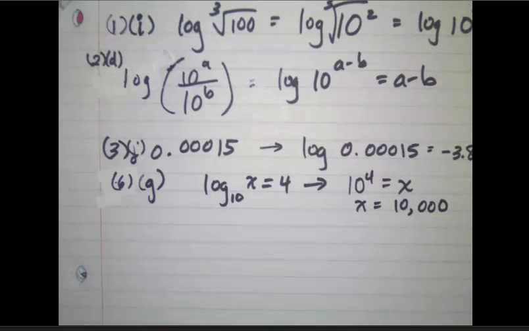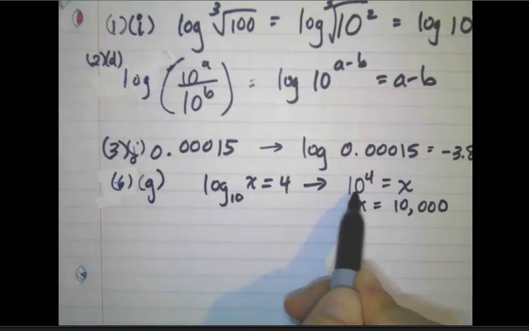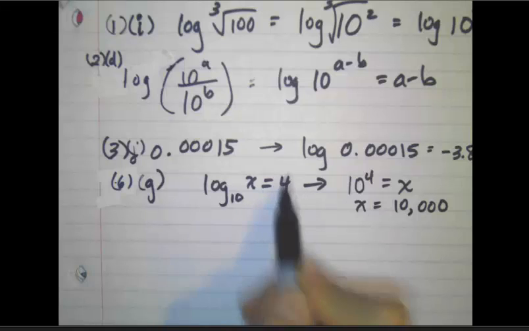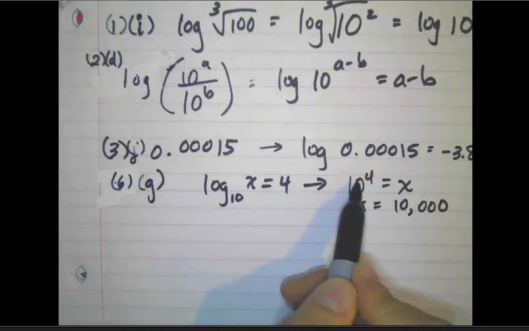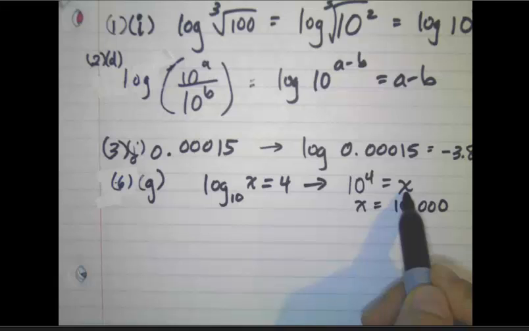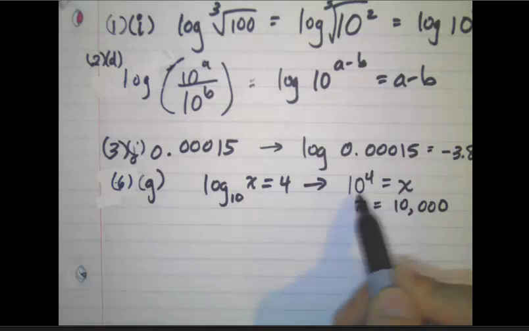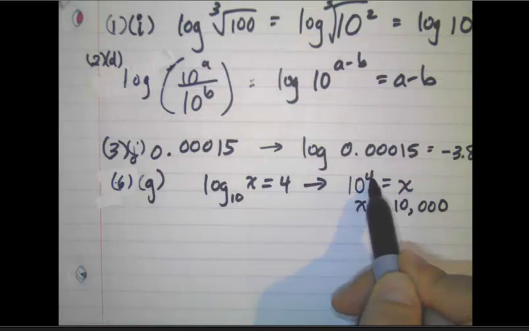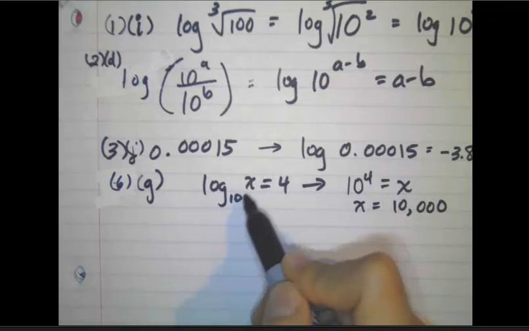Okay? So just remember that the base is 10. The answer here is the exponent. And then x is the number that it's equal to. 10 to the 4th power is equal to this number right here, x.